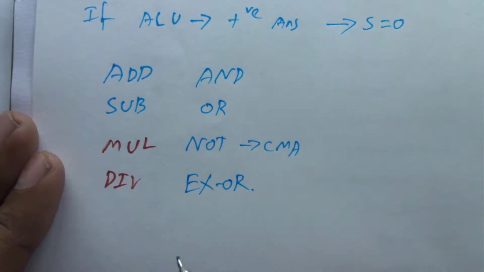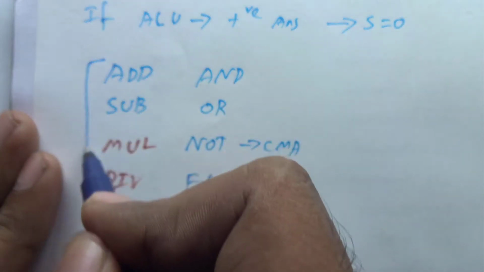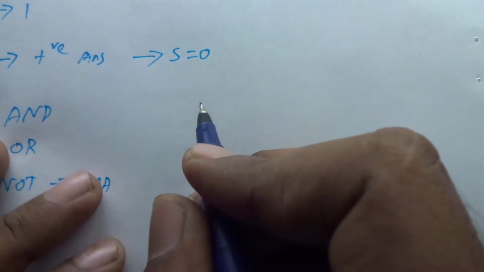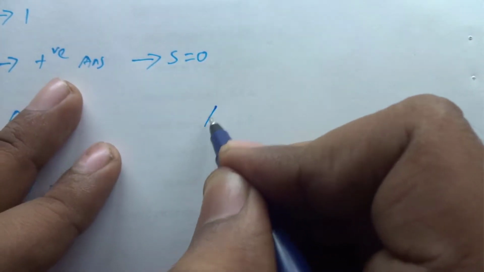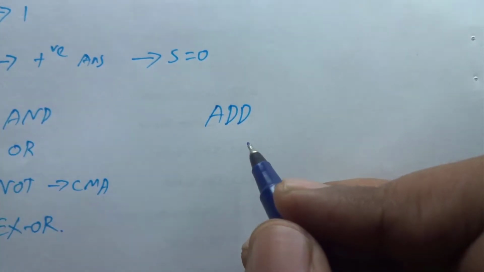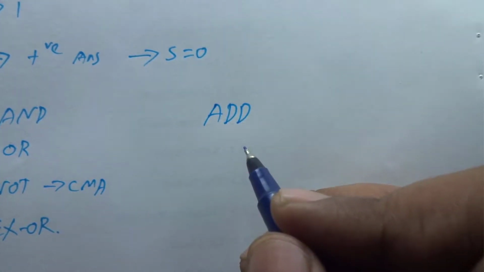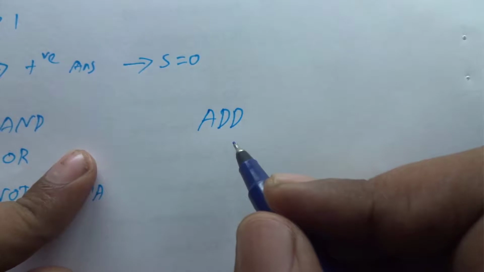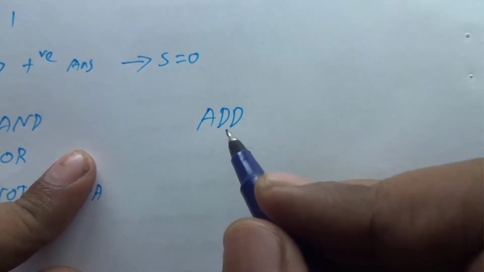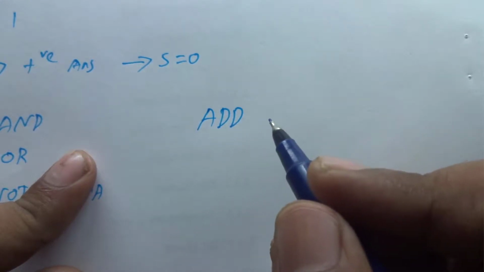Now we are going to see about these arithmetic operations. The first instruction is the ADD instruction. This instruction is very simple, meaning you're going to add two numbers. We already know that one of the operands should be in the accumulator and the other operand in any of the registers.